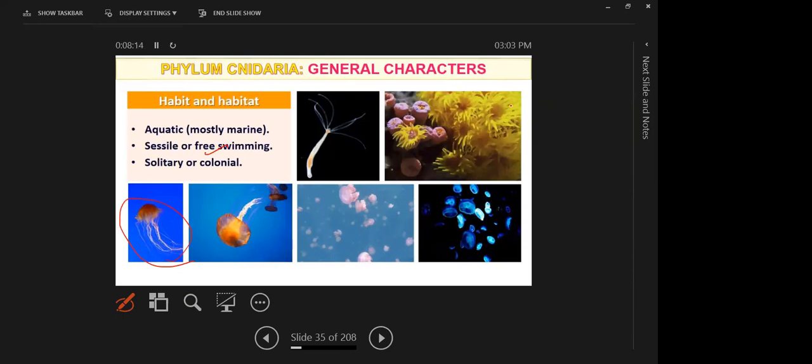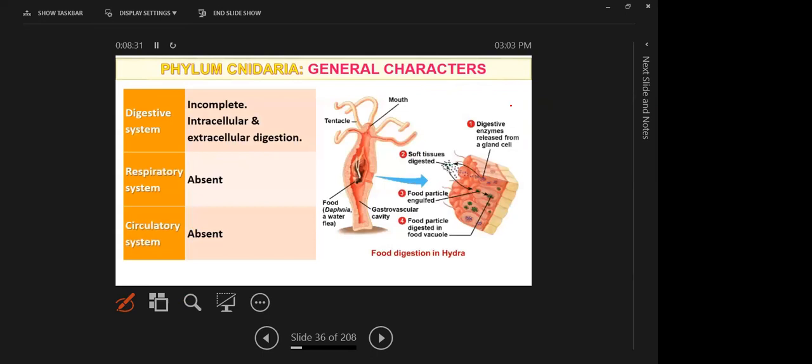Coral reef, have you heard? What is the Great Barrier Reef? In your geography class you would have heard that in previous years. A lot of corals are there. Corals, coral reef. So that's an example.